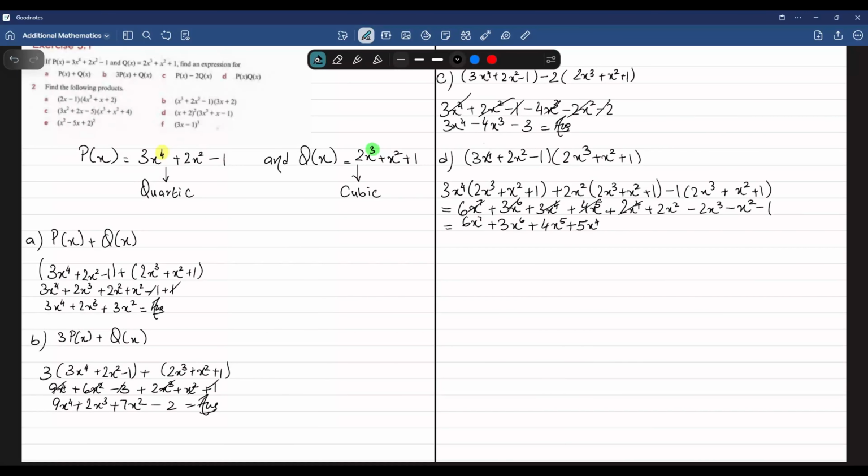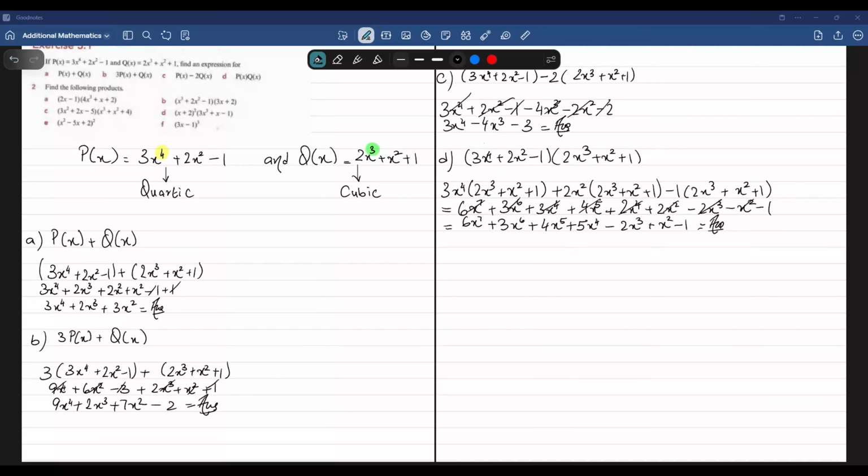And then we have raised to the power 3. So negative 2x cubed. Then we have 2x squared minus x squared. So this is plus x squared, minus 1. Okay, and that's it. This is actually your answer for part B.